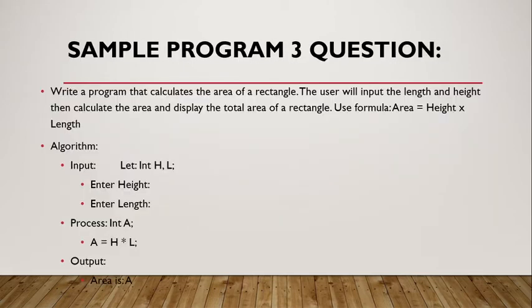Sample program 3 question. Write a program that calculates the area of a rectangle. The user will input the length and height, then calculate the area and display the total area of a rectangle. Use the formula, area equals height times length. The algorithm for input, process, and output will be: input, let's declare integer variables h and l, assuming that h is for height, and l for length. Then the program will first ask the user to enter height, enter length. For the process, let's declare integer a for area of a rectangle. The algebraic expression will be a equals h times l, this will compute the area of a rectangle. Output, it will display area is, it will display the total area of a rectangle.